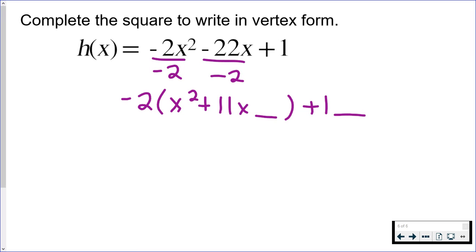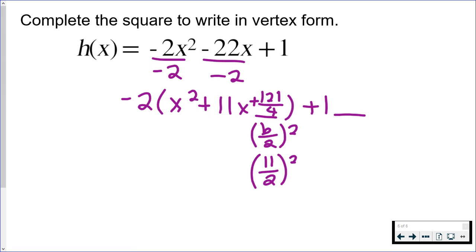What's going to go there is what I get when I find B over 2 squared. Now remember, B has changed. B is now positive 11. It is no longer negative 22. So 11 is not divisible by 2. I'm going to keep this as a fraction. 11 squared is 121. 2 squared is 4. So that is what goes in the space. All right, so plus 121 over 4.